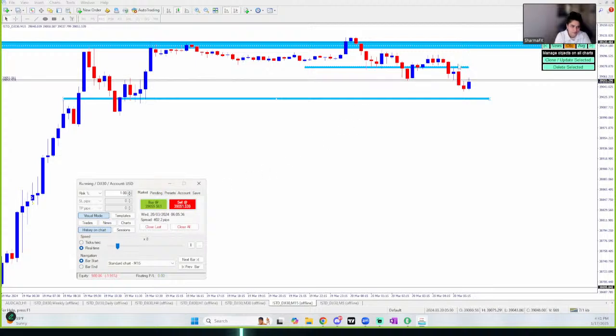So even with that break and retest, we see how both of these wicks respect that area as a new resistance. So that broken support, and we're trying to push back down.